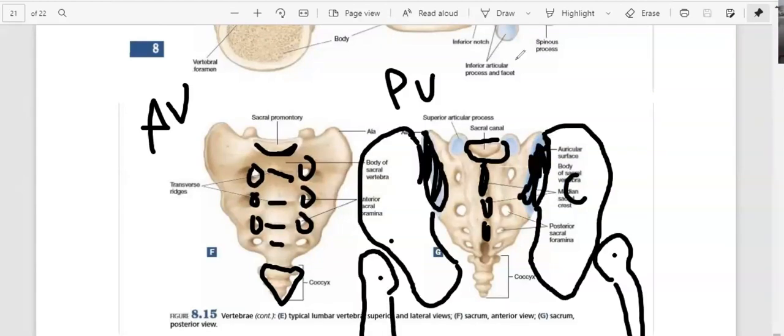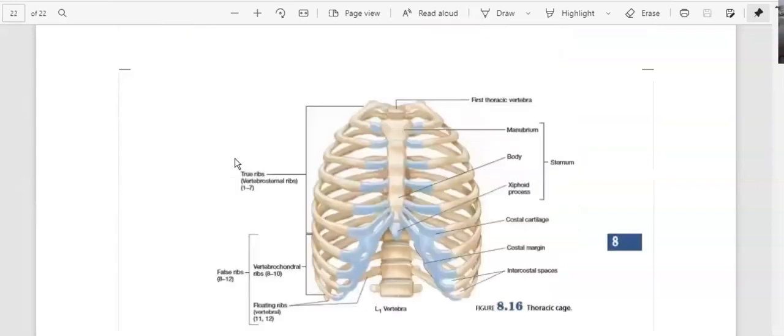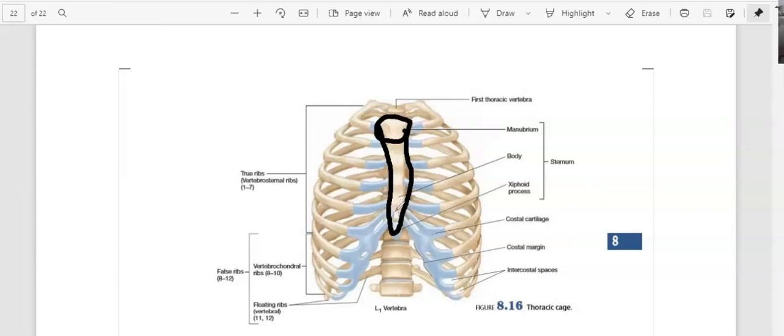If we scroll down right here, we're going to have the other part of the axial skeleton, which is going to be our rib cage, right? Our thoracic cavity. In there, you can see that we have this bone right here, which is going to be the sternum. The sternum is going to have three parts or three areas. The top part is going to be the manubrium. The middle is going to be the body. And the bottom part is going to be the xiphoid process.